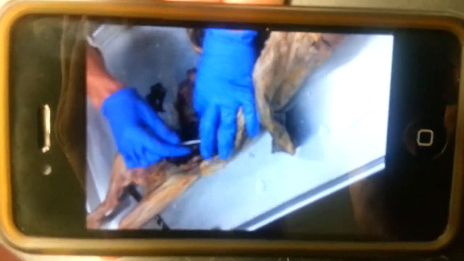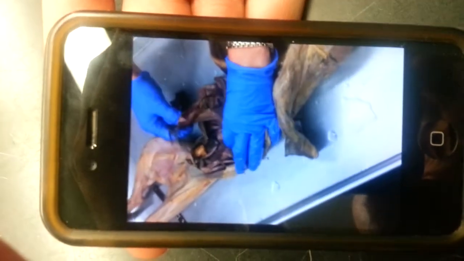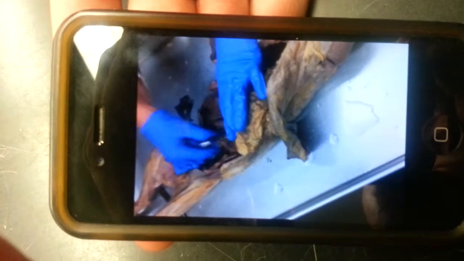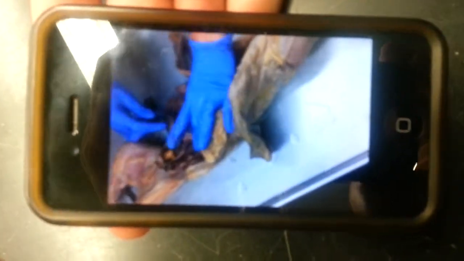What's that? Some unusual cat organ that I've never seen before. Look that up. I don't know what it is.